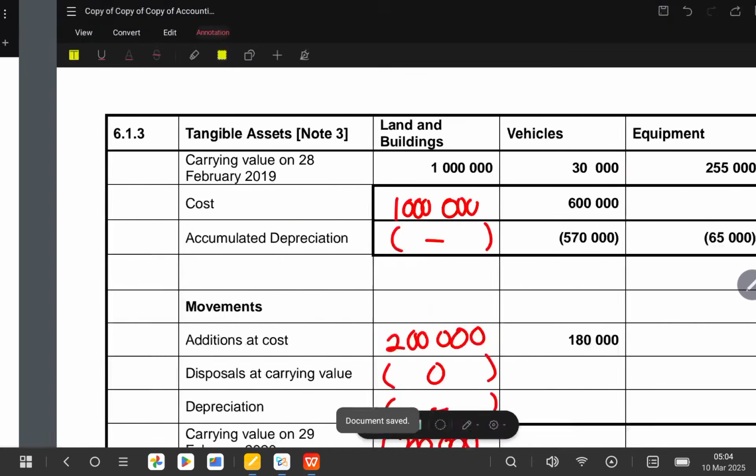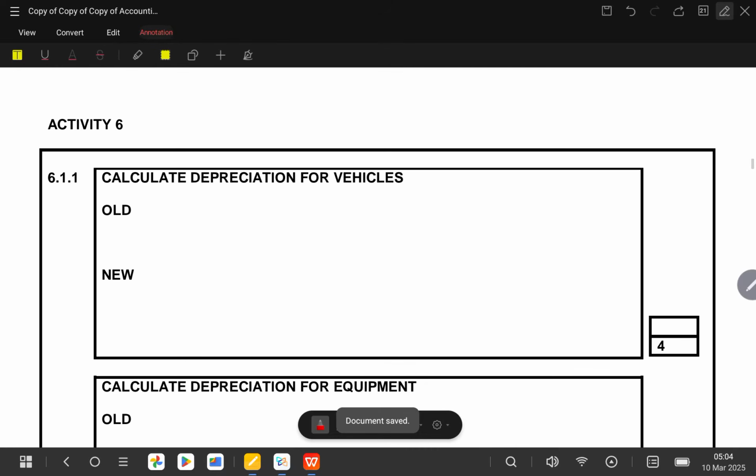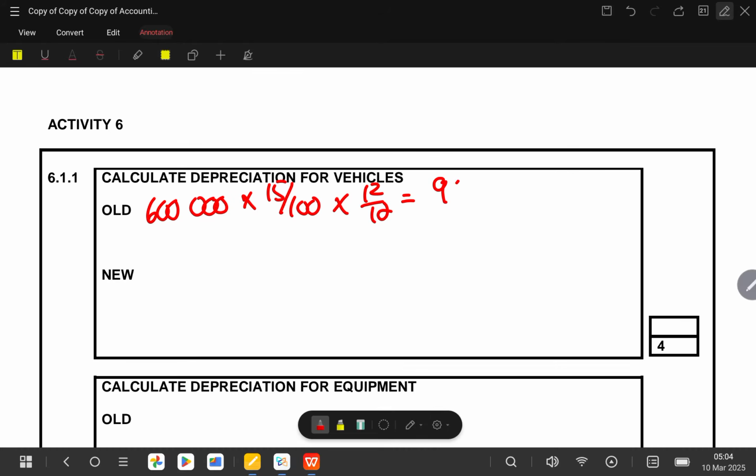So when we calculate the depreciation for that, for the old vehicles, we are going to say 600,000 multiplied by 15 divided by 100, and then also multiplied by 12 out of 12, and then we will see how much we are getting. It gives you 90,000.